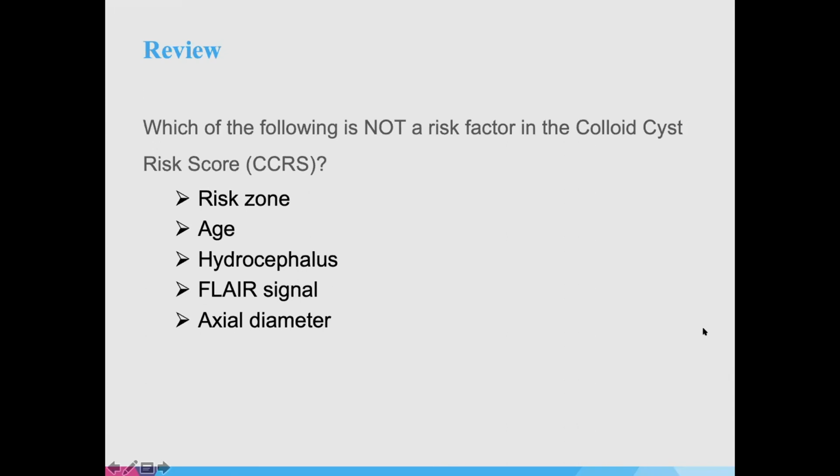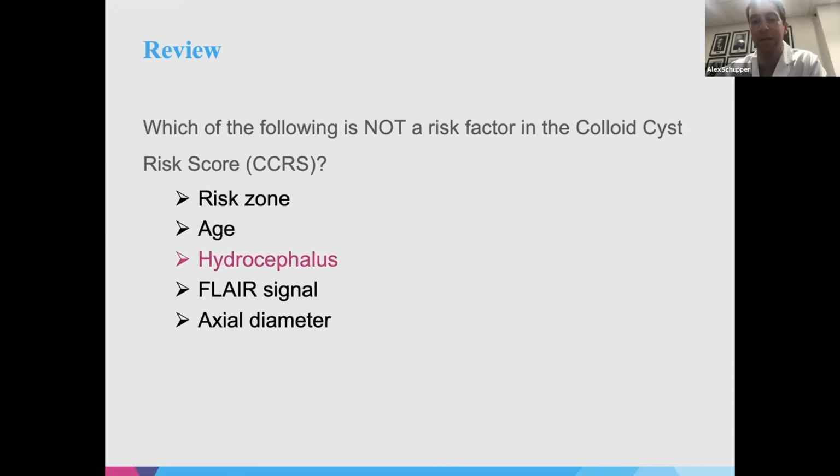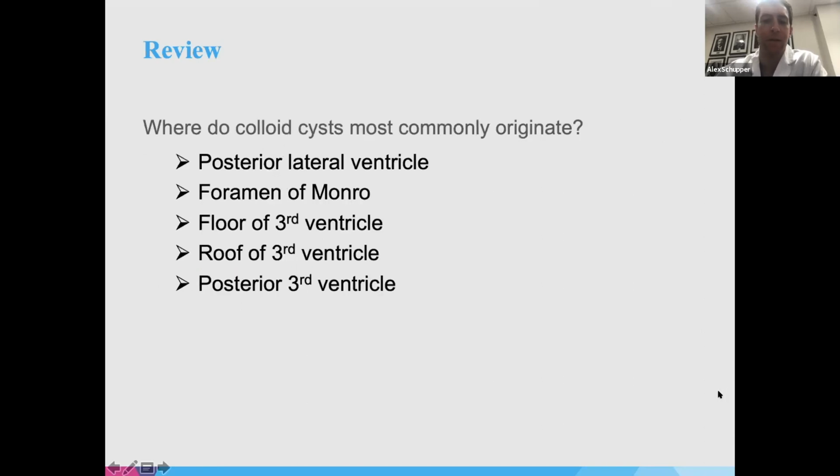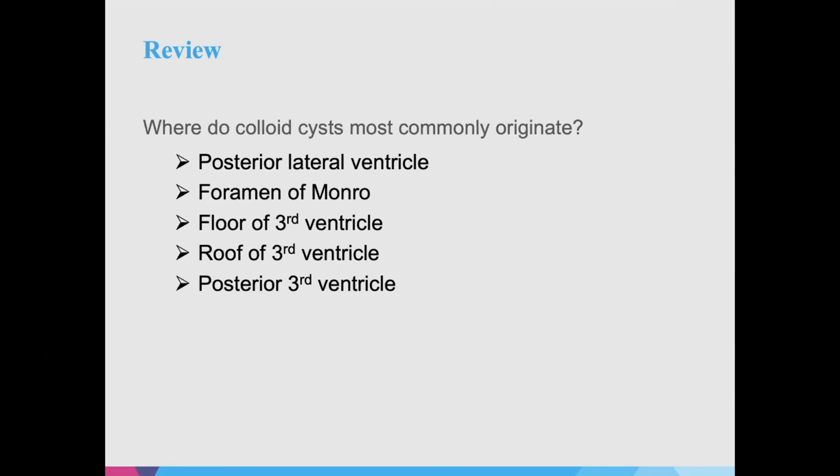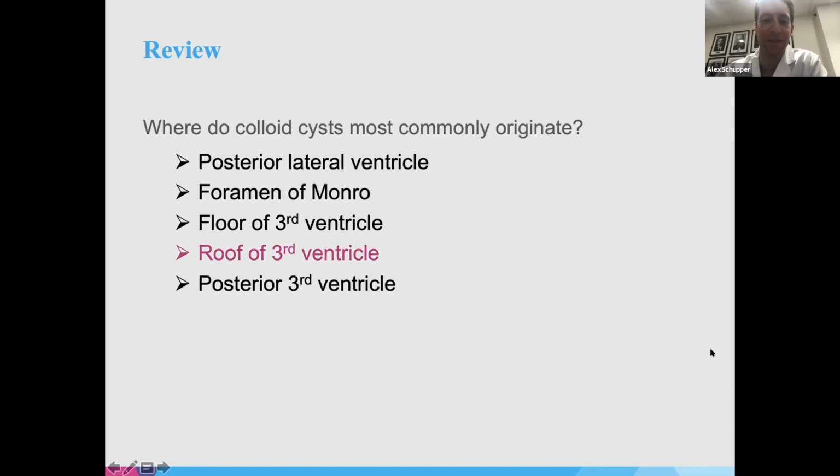Hydrocephalus. Perfect. So it's headache, not hydrocephalus. That was one of the known risk factors. And then Will, where do colloid cysts most commonly originate? We said the roof of the 3rd ventricle. Exactly. Perfect. Nice job, guys.